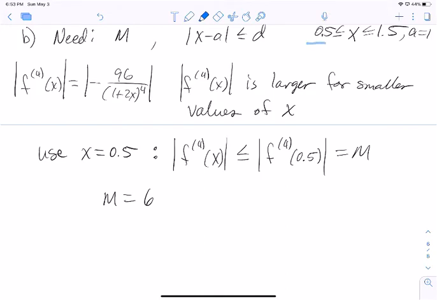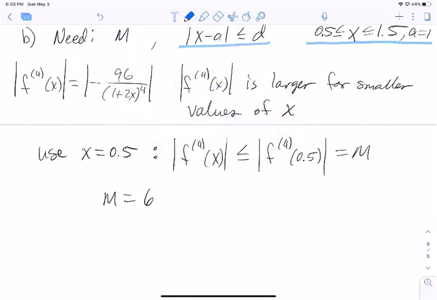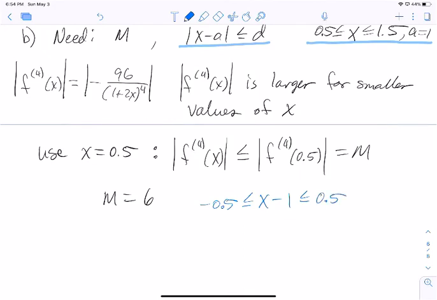Now we're going to use the original interval, x going from 1/2 to 1.5, and a equals 1. Remember, we want to get the expression absolute value of x minus a less than or equal to d. Subtracting 1, because a is 1, from all three parts of this inequality gives me negative 1/2 is less than or equal to x minus 1, which is less than or equal to 1/2. Therefore, we can say that the absolute value of x minus 1 is less than or equal to 1/2, using a thought process that we saw before.